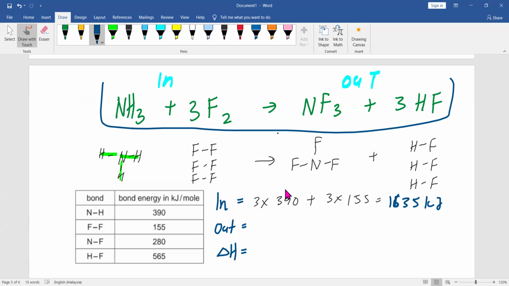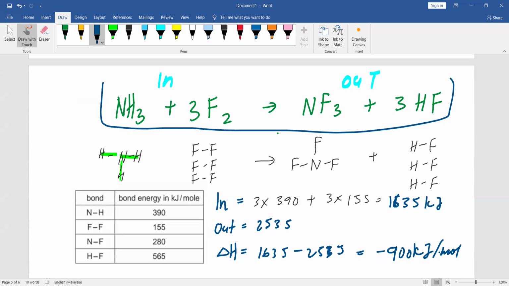Okay, out is 2535. Correct? So enthalpy change is 1635 minus 2535. You get negative 900. Correct, negative 900. Apologies, that's right. Okay? Alright.